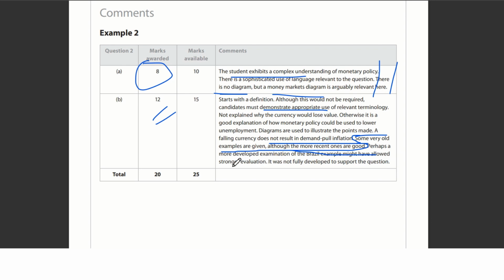Perhaps a more developed examination of the Brazil example might have allowed stronger evaluation. It was not fully developed to support the question. Okay, the candidate understood most of the questions, but there is still a possibility to improve the quality of the answer, right? So this is the thing.